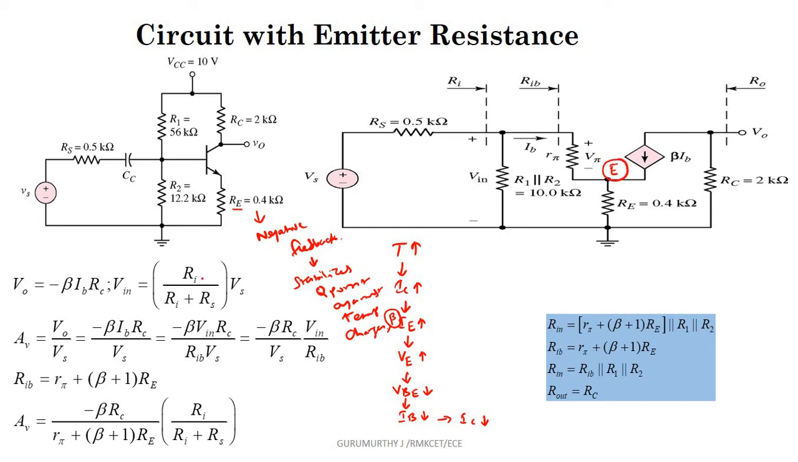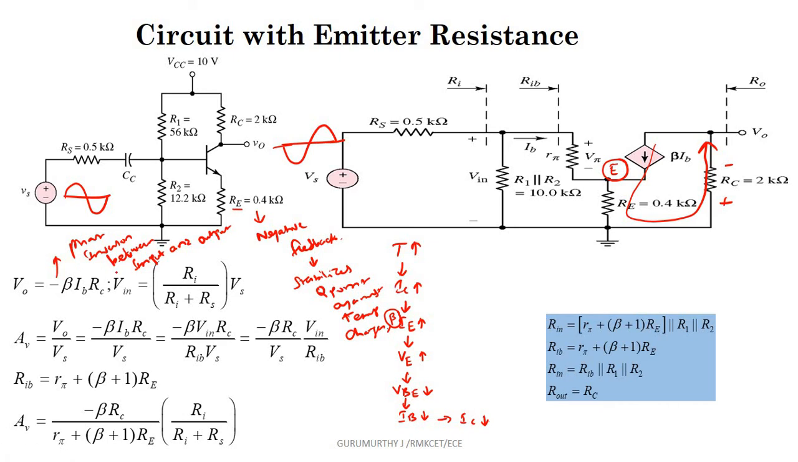So when you take the output voltage, V0 is equal to minus beta. This current is going to circulate in this path. This is plus and this is minus. So it is minus beta times Ib into Rc. This minus says phase inversion between input and output. That is the meaning. If you give the input like this, the output will be phase inverted. It will be out of phase.